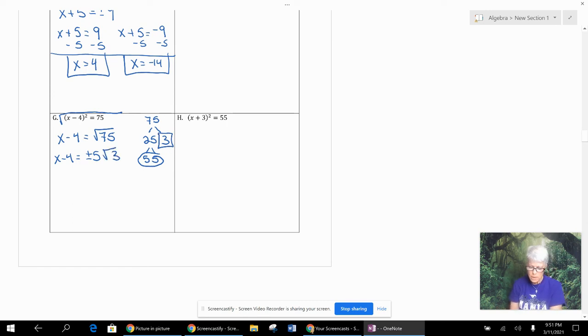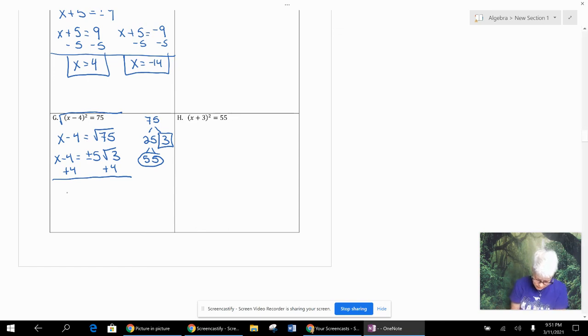Okay, now watch this next step. To solve this equation, I need to add 4 to both sides. The problem is I can't add 4 to the 5, and I can't add 4 to the square root of 3. They're not like terms. So look and see what my answers end up being.